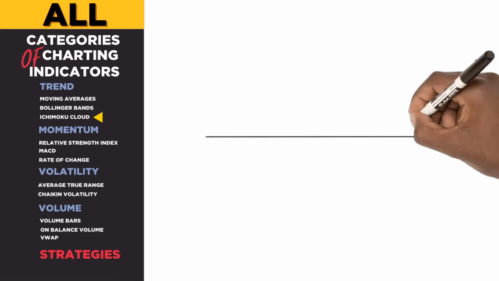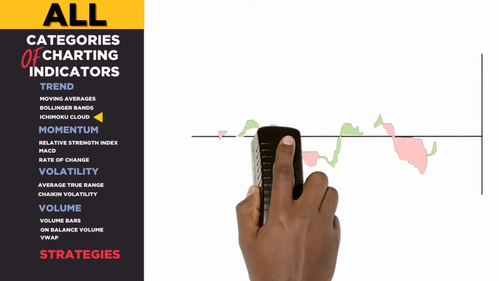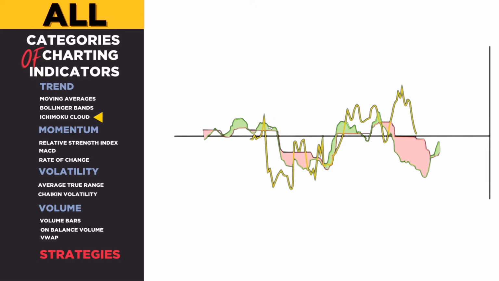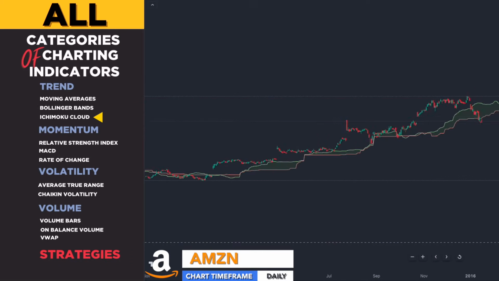The last trend following indicator is the Ichimoku cloud. Ichimoku cloud is a trend following indicator because it uses multiple lines to analyze the market and determine the direction of the trends. Honestly, it's kind of like having several tools in one indicator. So let's look at an example trade using the Ichimoku cloud. The stock is going to be Amazon, AMZN. The time frame is going to be on the daily.